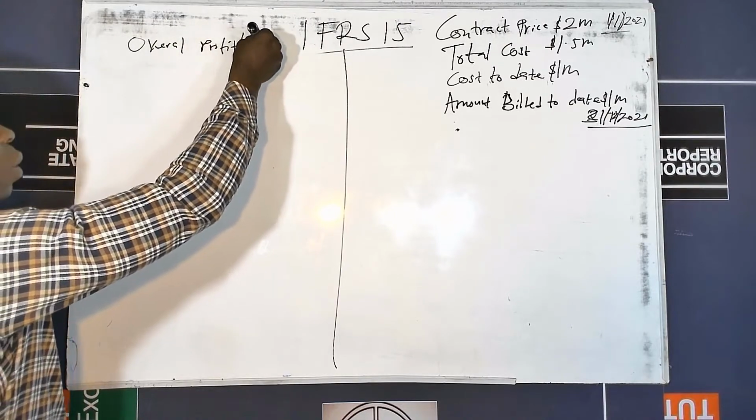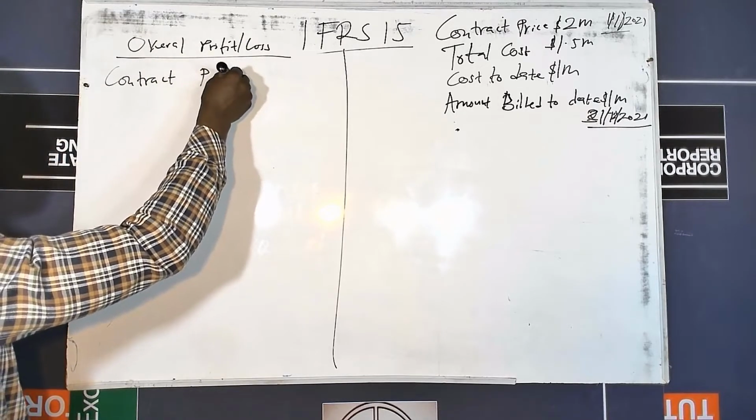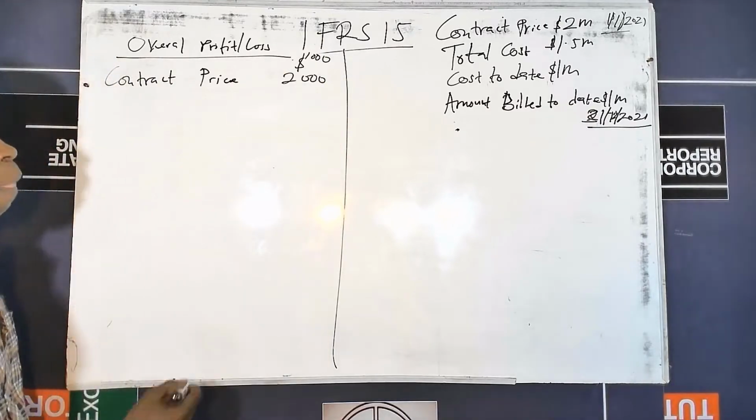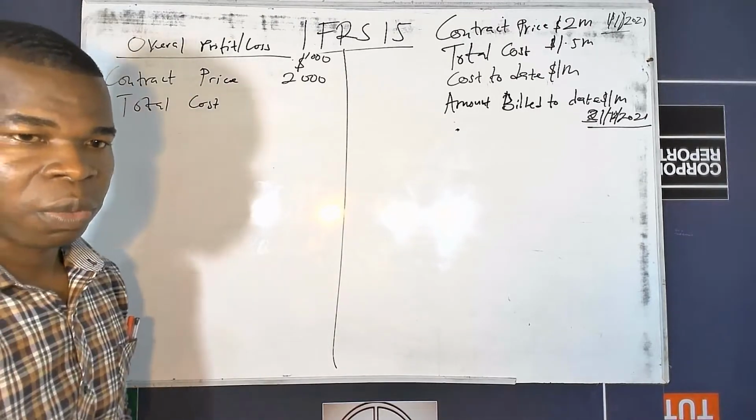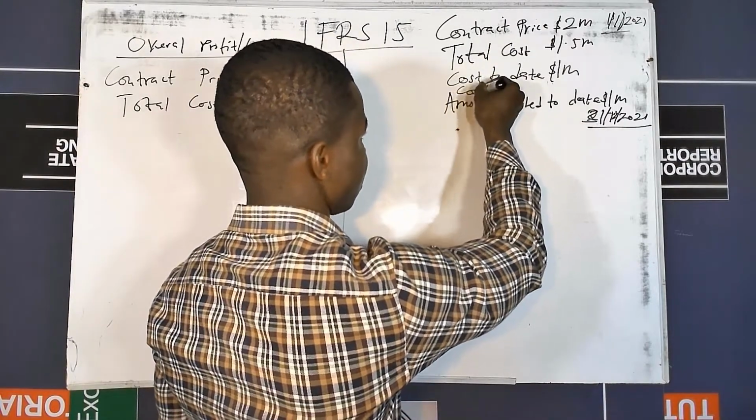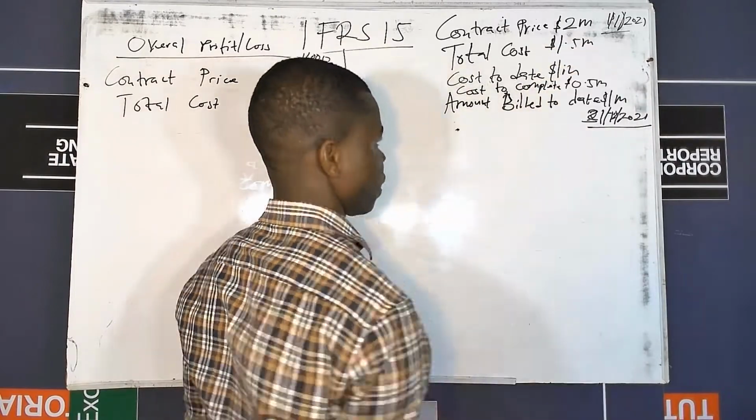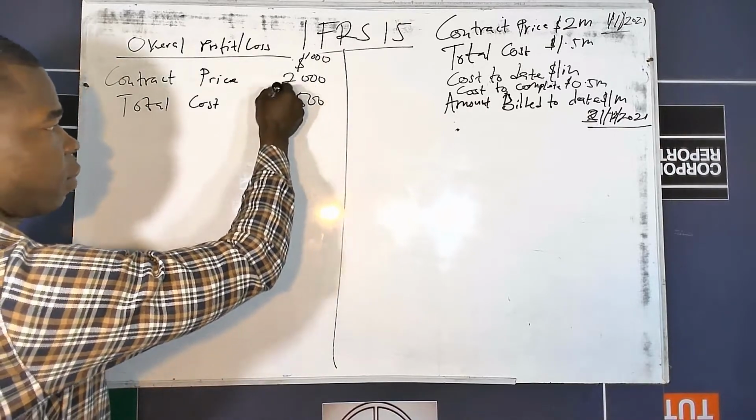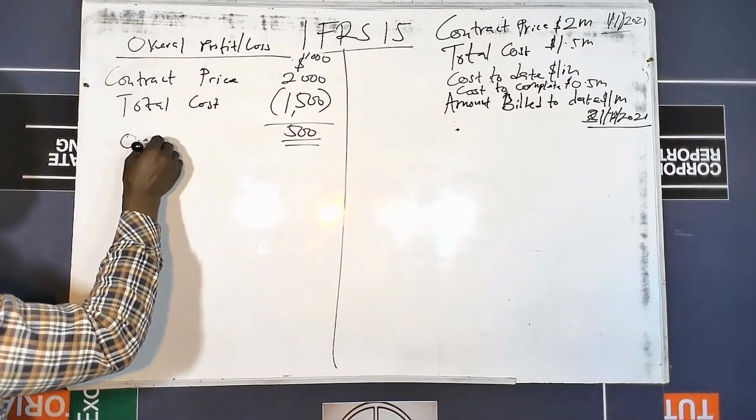So our overall profit or loss in this case is going to be our contract price. This is in millions, so we can just take off the 3 zeros. Contract price, which is 2 million, will be 2,000. And then here we can just go ahead and less our total costs, because the total cost comprises the cost to date and the cost to complete. So we don't have the cost to complete, but we have cost to date and total cost. Therefore, our cost to complete will be the difference between the two, which is $0.5 million. So we can ascertain that. Here we just less our total cost of 1,500, because our total cost here is 1.5 million, and get a profit of 500. This is an overall profit.